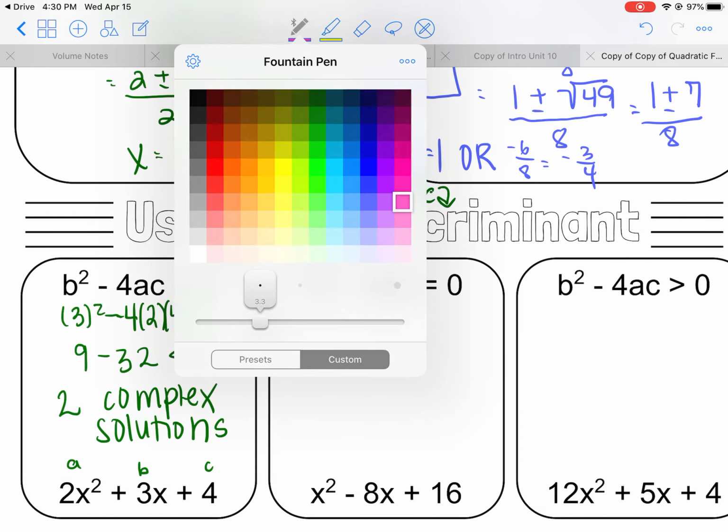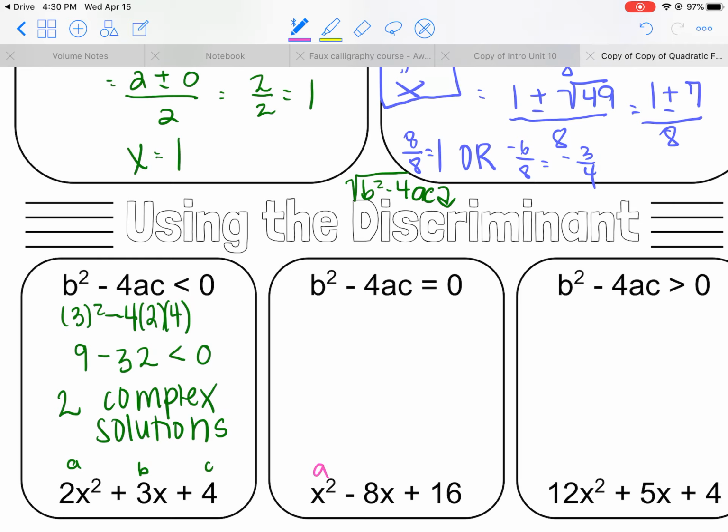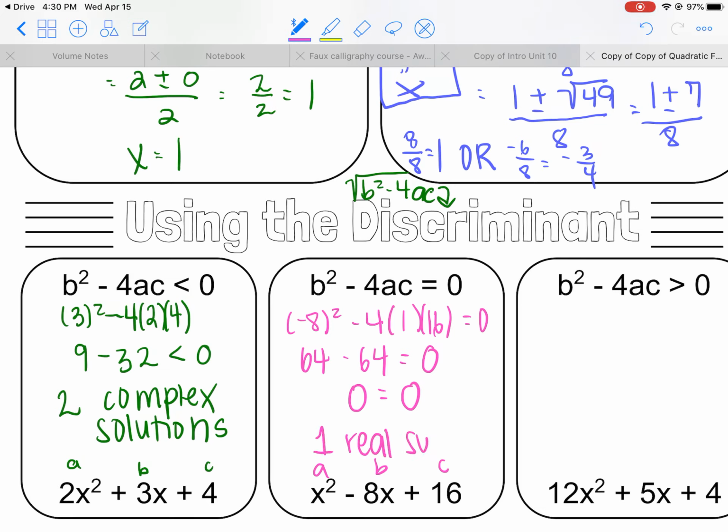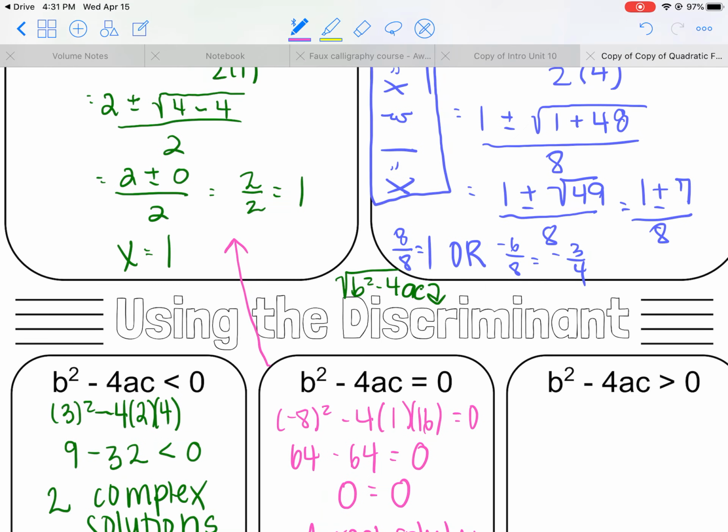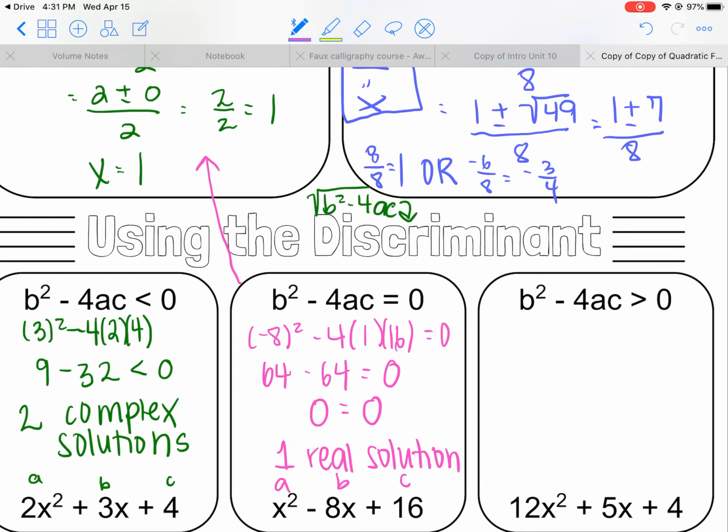Now, if your discriminant, once you figure it out, is equal to 0, so here I have a, b, and c, b squared, negative 8 squared, minus 4 times 1 times 16, equal to 0. Negative 8 squared is positive 64, and then 16 times 4 is 64. So that does equal 0. Whenever you have a discriminant that is equal to 0, you are going to have one real solution, which is what we've been used to seeing. So for example, in our last problem, the discriminant equals 0, and I ended up having only one real solution.